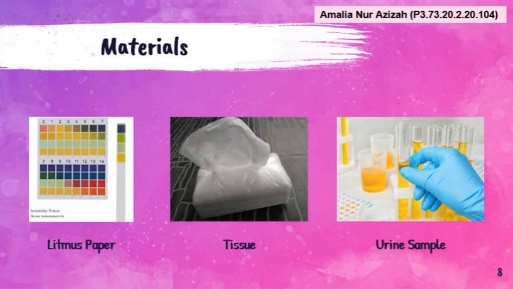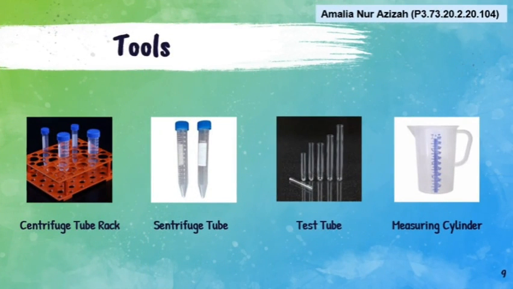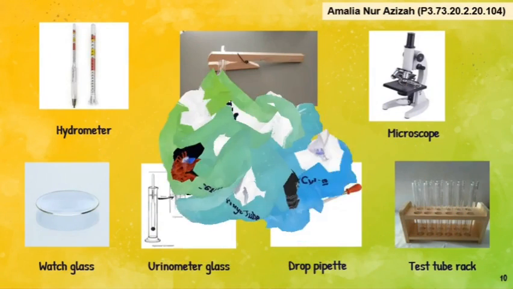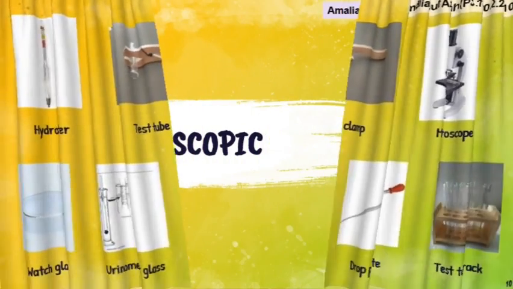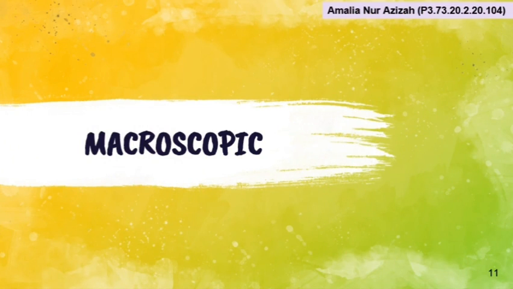Materials. There are litmus paper, tissue, and urine sample. Tools. Centrifuge tube rack, centrifuge tube, test tube, measuring cylinder, hydrometer, test tube clamp, microscope, watch glass, urinometer glass, drop pipette, test tube rack. Macroscopic.